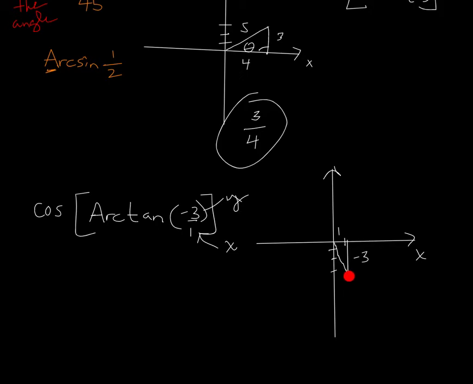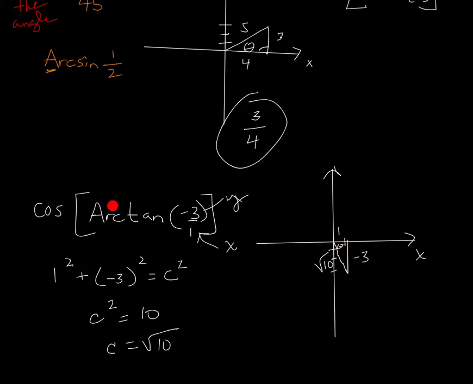We need the hypotenuse because we're going to be using cosine. So we have to use the Pythagorean theorem. It's going to be 1 squared plus -3 squared equals c squared, and we get c squared equals 10. C equals the square root of 10. So that would go right here, square root of 10. So this is our theta.